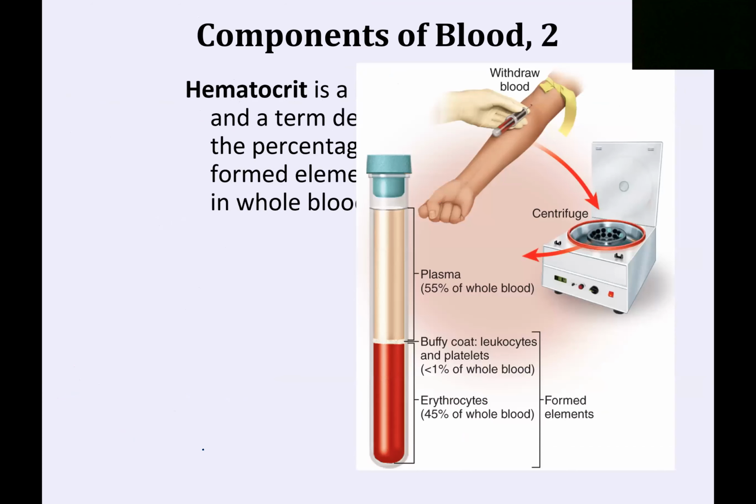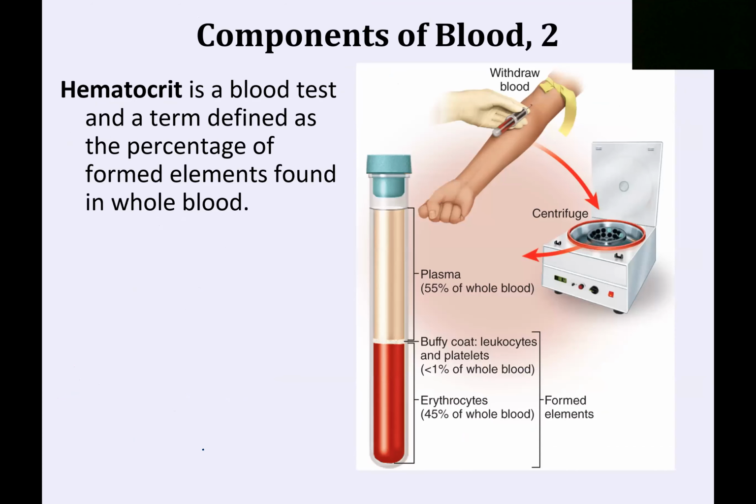Okay, so hematocrit is a type of blood test. It's also a term defined. We define it as the percentage of formed elements in whole blood. You can see how they come up with the hematocrit.